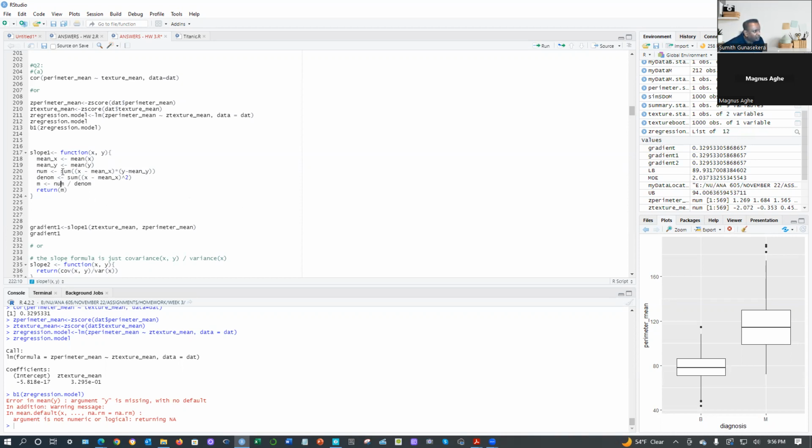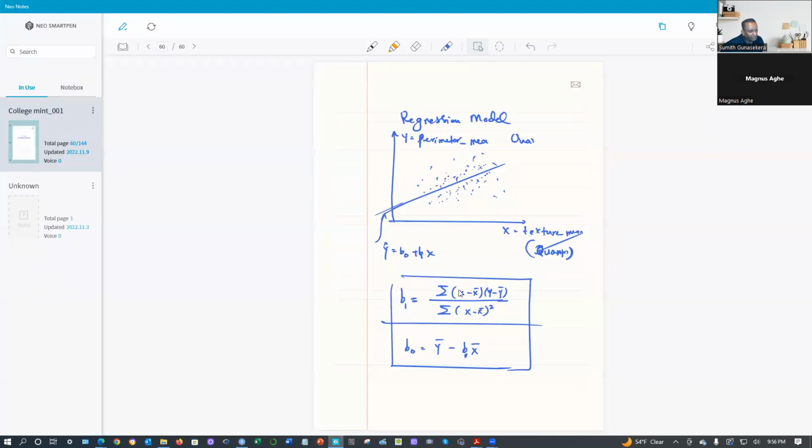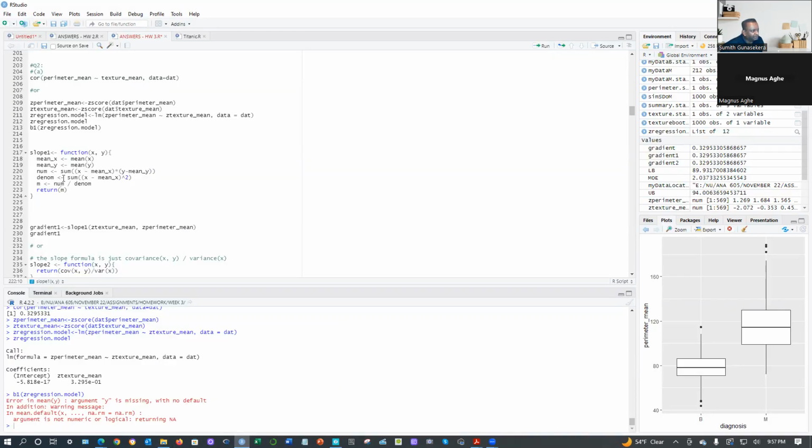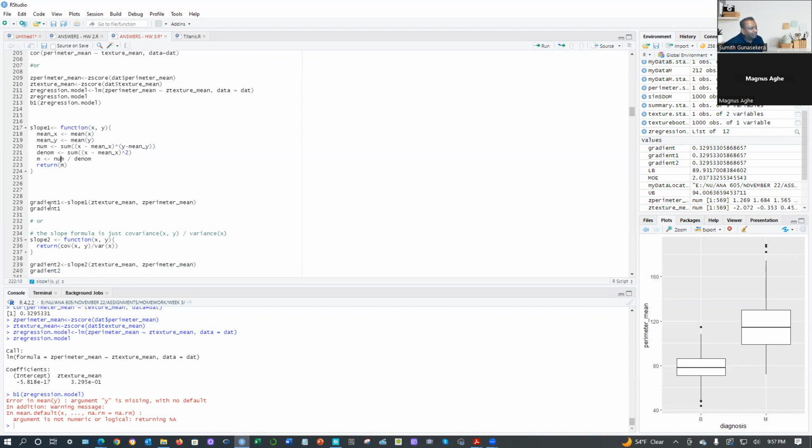See, the numerator part. I'm talking about this part. The numerator part they calculate. Then the denominator part, we're going to calculate like this: X minus this one, that whole thing squared, and then sum them up. And this divided by that, and return m. M means nothing but the slope. We used to call that one m, but it doesn't matter.